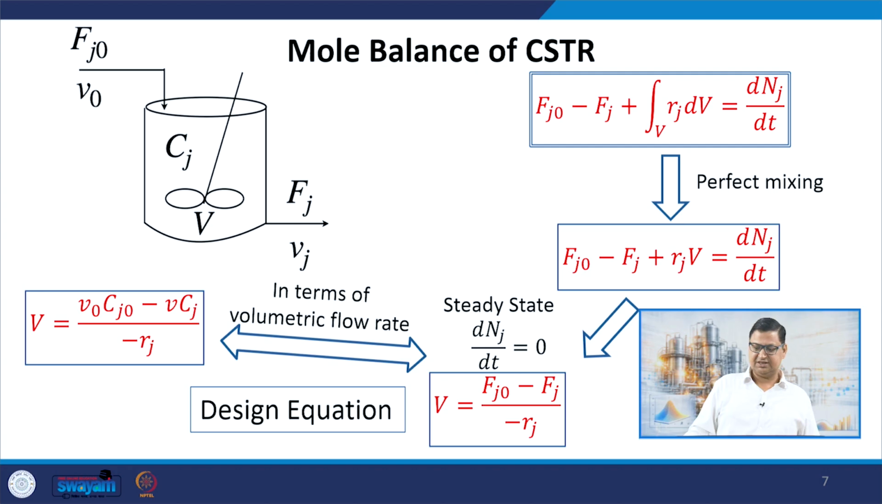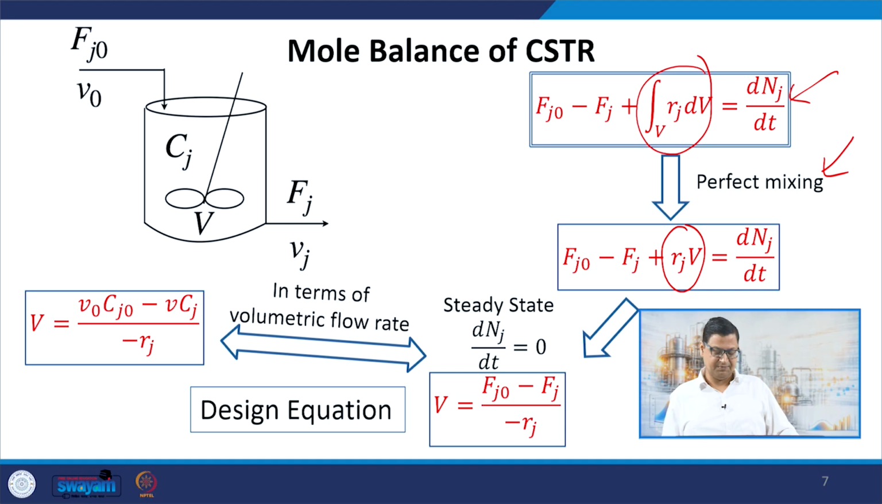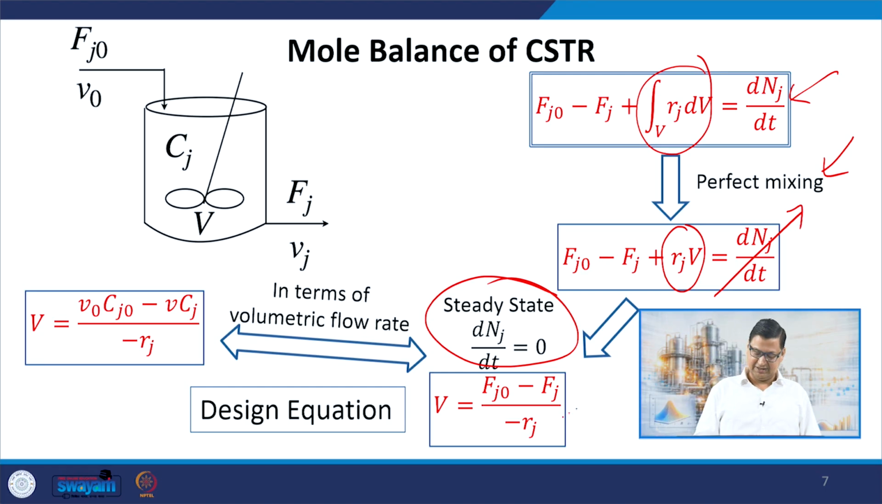So, for the case of a CSTR, I again begin with the same equation, and I can again imagine that we have perfect mixing. That is the whole idea of a continuous stirred tank reactor. When I say continuous stirred, it means perfect mixing, and in that case again I can replace this integral by simply Rj into V, and everything else remains the same. But now, unlike the batch reactor, we can also imagine that we have a steady state, and assuming that we have a steady state, the right hand side goes to 0, and now we can simplify this and get the equation for the volume, right.